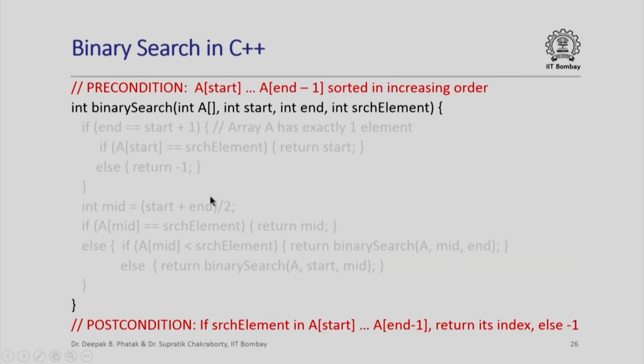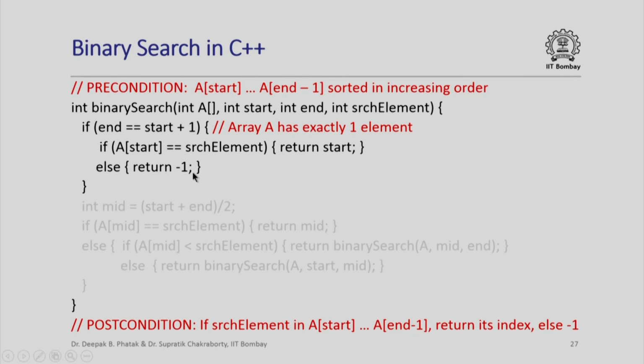So here is how binary search might look in C++. Here is my binary search function. As a precondition, I have assumed that A[0] through A[n-1] is sorted in increasing order. You could also do this for decreasing order, as we have already seen earlier. The postcondition is that if the search element is present in A[0] through A[n-1], then we return its index, otherwise we return -1. Note that unlike linear search, I need to specify here the start index and the end index of the part of the array A that we are searching in, and of course we have the search element.